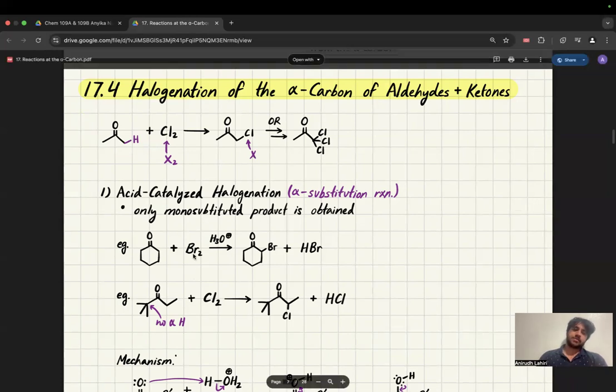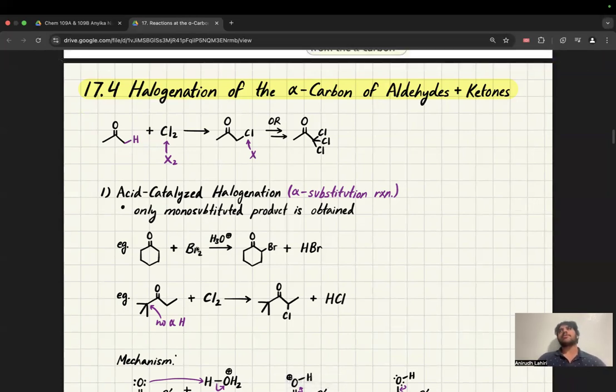But anyway, acid catalyzed forms the monosubstituted product. Pause the video here and try to guess why this is the case. You could also pause it after we look at the mechanism of acid catalyzed, because that also might give you some insight into why.